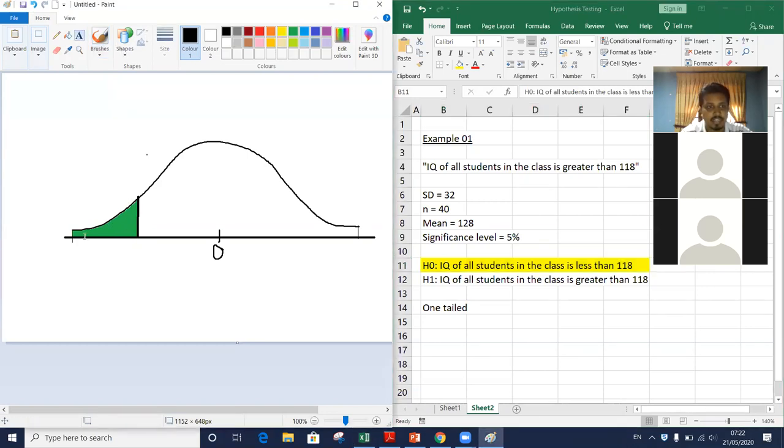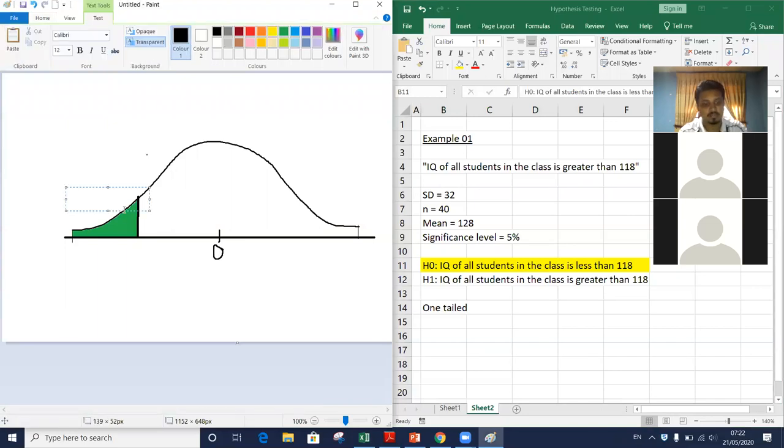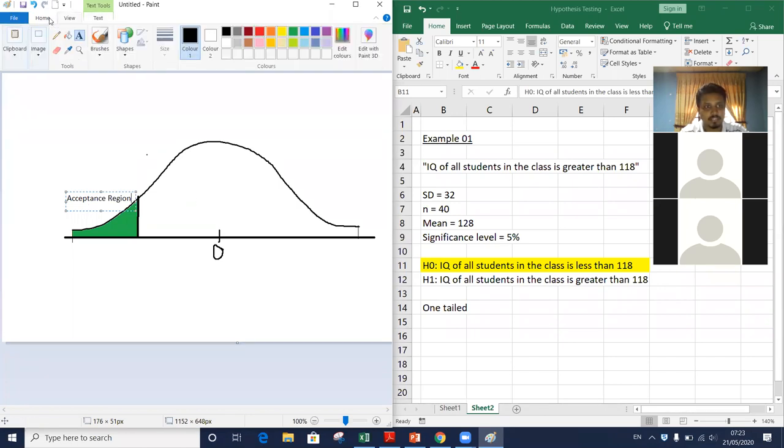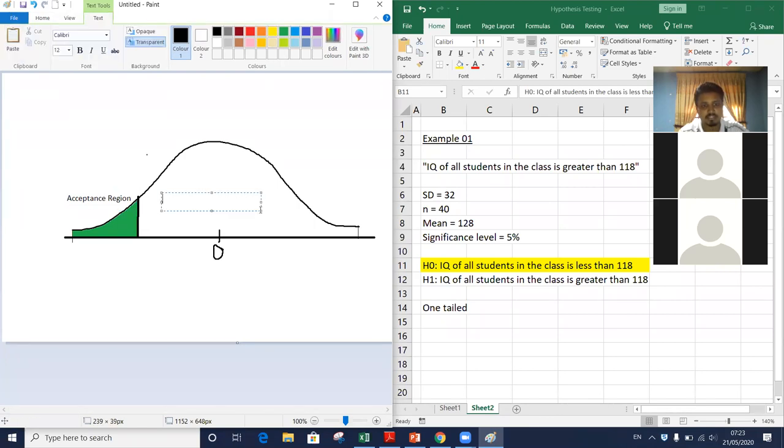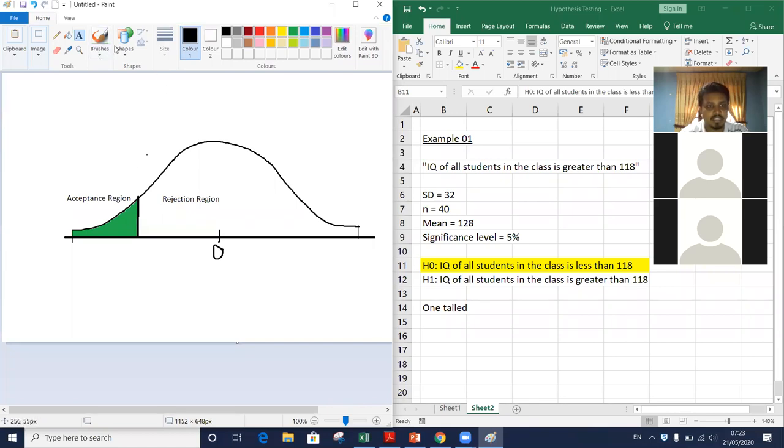So this is our acceptance region, right? Acceptance region. Right? This is our acceptance region. Right? This part. This is our rejection region. This is our rejection region. Right. Acceptance region and rejection region. Right.